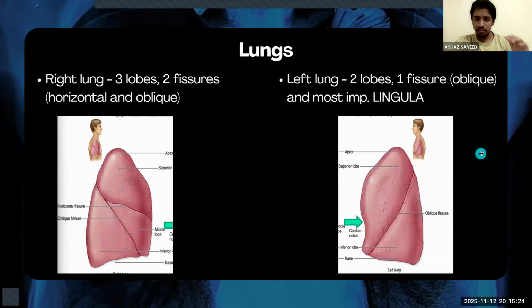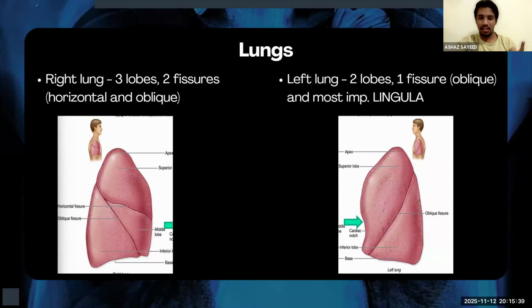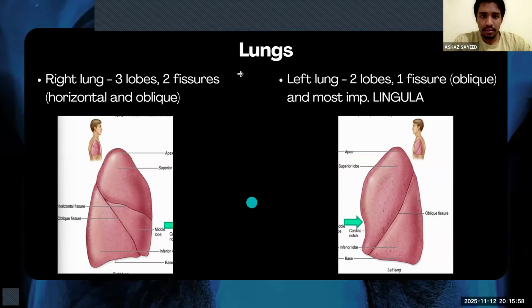For the left lung, you're going to have two lobes. This is lobe one, that's lobe two, separated by one slant line. That's the oblique fissure. And the most important thing is this thing. It has two names. You can call it a cardiac notch, or you can call it a lingula. It's the same thing. Don't get confused. You know how the heart is somewhere around here, and just at the apex of it, it goes a bit towards the left. So to accommodate for this deviation of this part of the heart, you have the lingula.